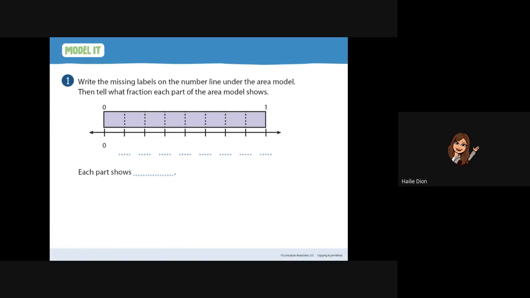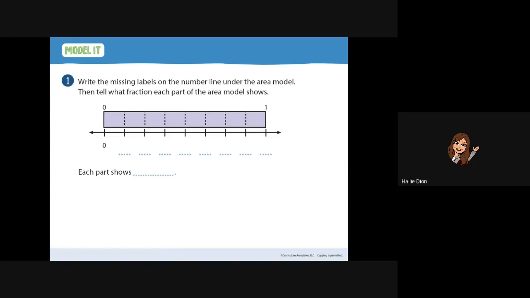So now, write the missing labels on the number line under the area model, then tell what fraction each part of the area model shows. This question is asking for our unit fraction. But first we need to label it, and then we're going to go in and label our unit fraction. So if we count these pieces, we have 1, 2, 3, 4, 5, 6, 7, 8 total pieces. So that means our denominator is going to be 8.